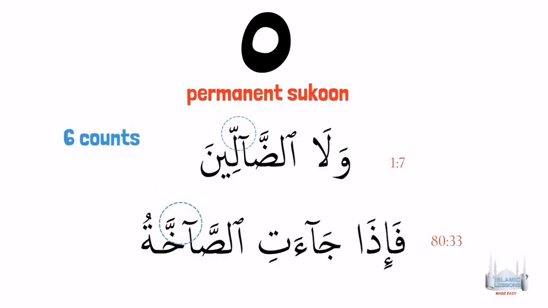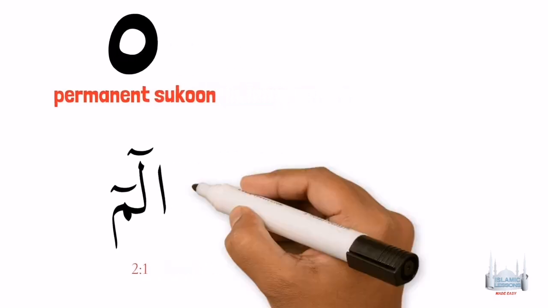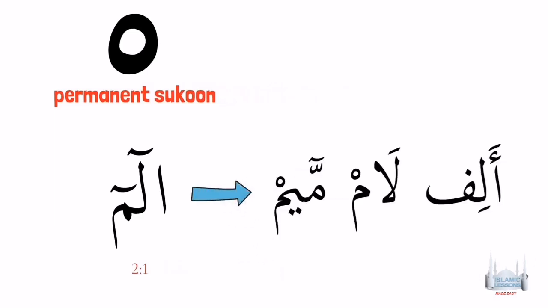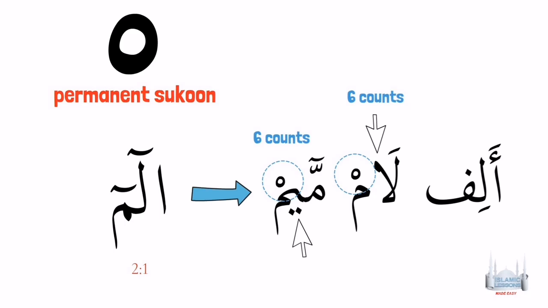The same rule applies to the separated letters that are recited at the beginning of certain chapters in the Holy Quran. Like in this example, it writes Alif Lam Mim. Let's rewrite these letters so that we can understand. We see now that the long vowel in Lam is followed by a permanent sukoon. We lengthen it for 6 counts. The same goes for the Meem. We see a long vowel followed by a permanent sukoon. We lengthen it for 6 counts. It reads Alif, Lam, Meem.